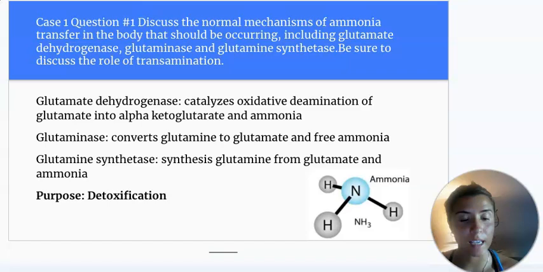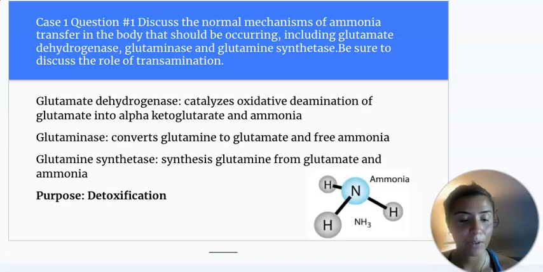Glutamate dehydrogenase is an enzyme that catalyzes the oxidative deamination of glutamate into alpha-ketoglutarate and ammonia within the liver. This enzyme has a crucial role to play in the catabolism of amino acids. Glutaminase is an enzyme that can convert glutamine to glutamate and free ammonia. This process occurs in the kidneys and liver. The ammonia that is released is either excreted in the urine or converted to urea.